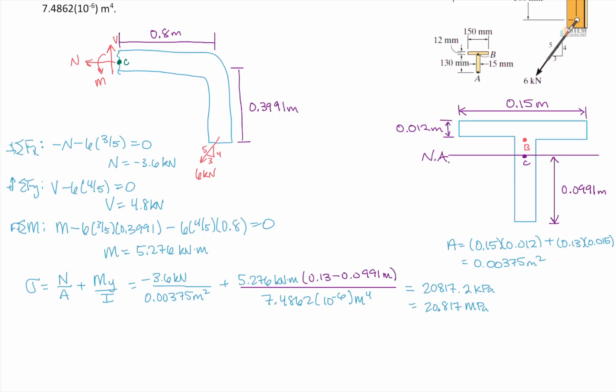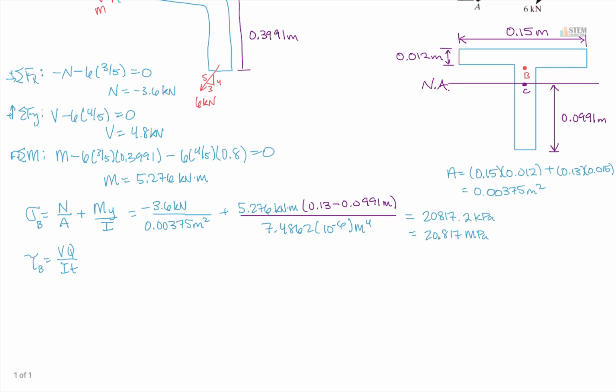So that takes care of the normal stress. Now let's do the shear stress. All right, so the equation that we'll use will just be that shear formula, so VQ over IT. And we know what V is, right? That was right here, 4.8. That was our shear at that cross-sectional area where we sectioned it. I, we already know. We need to find Q.